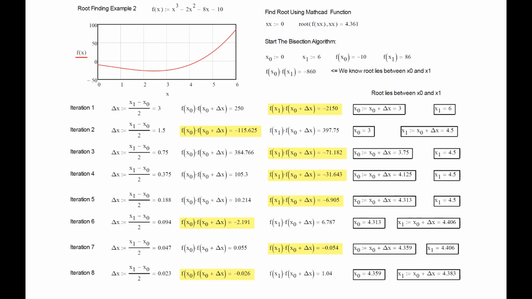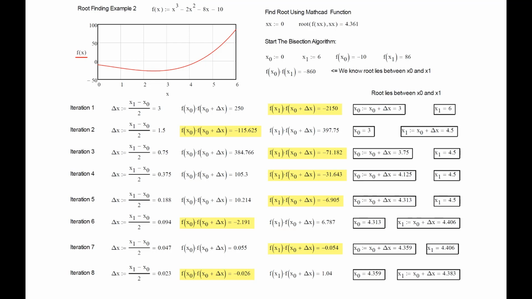Okay, you can see it on the screen here. I've done 8 iterations. The first couple of iterations are the ones that I wrote on the board. As you go all the way down to iteration 8, a couple of things are happening. Delta x gets smaller and smaller. This is good, because all we know is that the root lies somewhere in the range, between x0 and x1. So delta x, which is half the distance between x0 and x1, should trend to 0, and it does. It starts out at 3, and by iteration 8, it's 0.023.